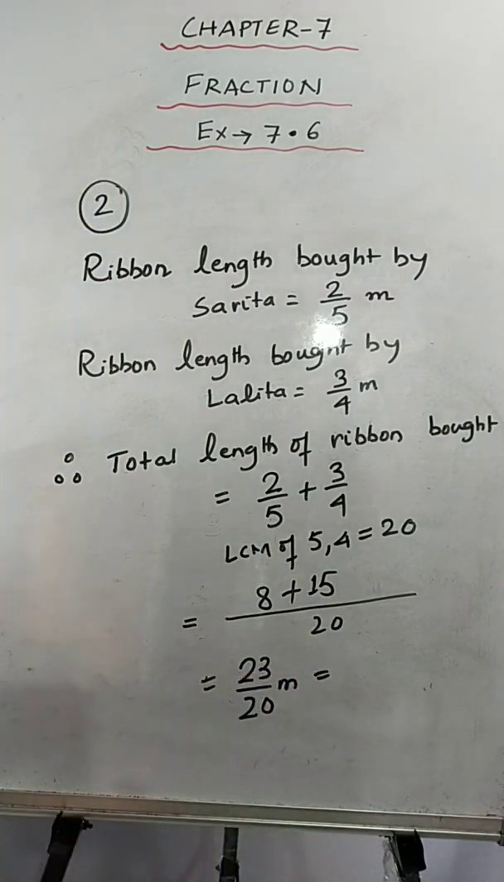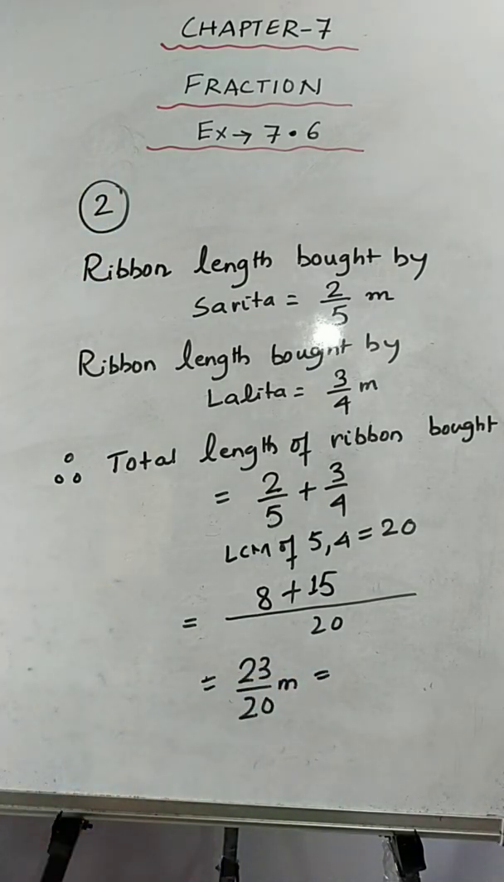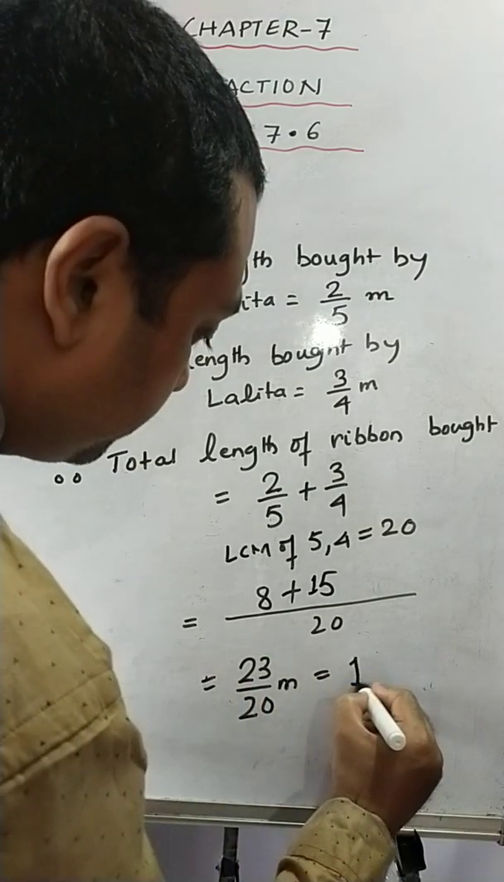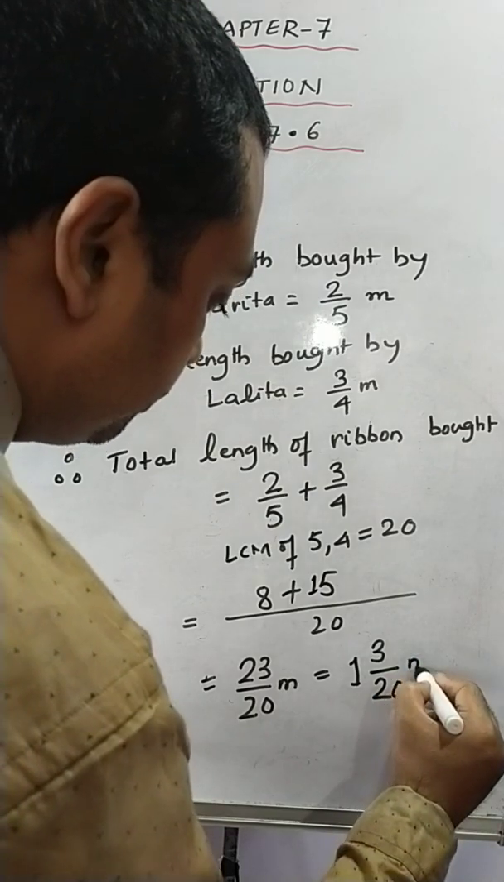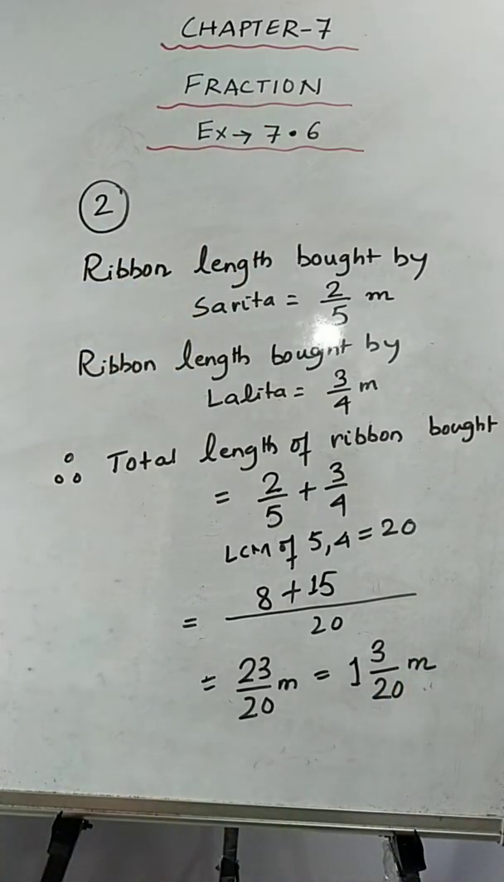As the fraction is in improper form, we can give the answer in mixed fraction form also. So 1 whole 3 by 20 meter. Okay, so this is the solution of sum number 2. Now let's move on to sum number 3.